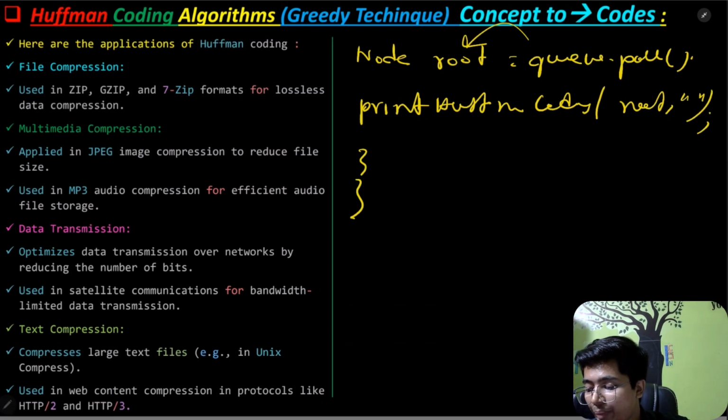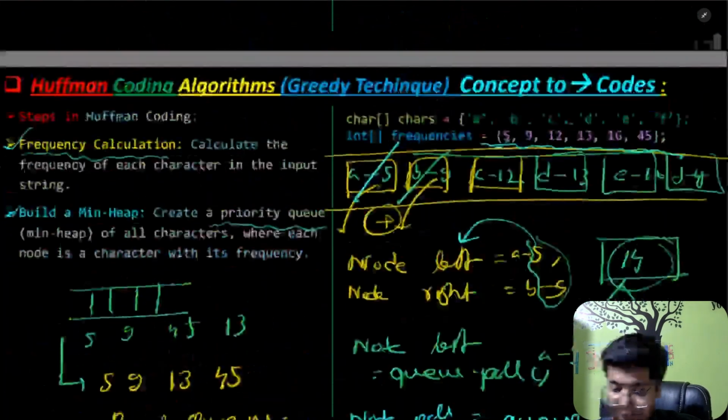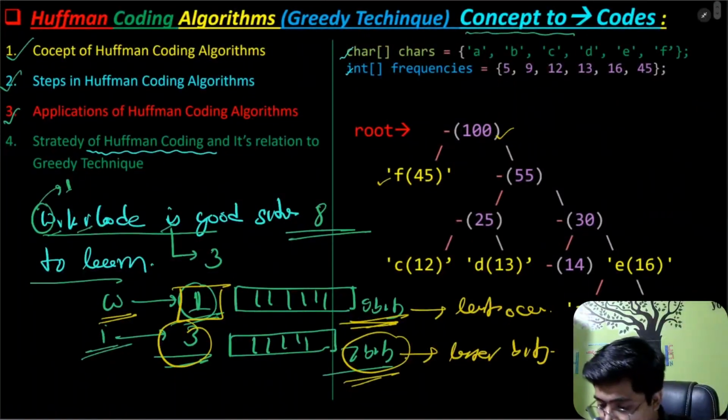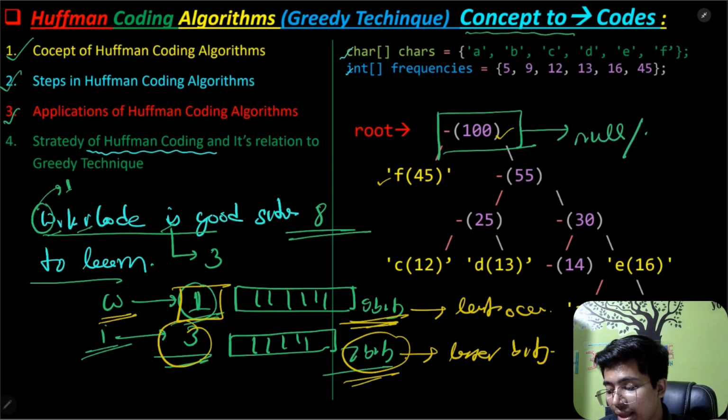Suppose we want to print this Huffman code. For that we need to write the function also. So let's see how we can write the function of print Huffman codes. If you observe the tree, this is the root node. We start from the root. If this root position is null, that means there are no elements, there are no connections, so we will return from there.